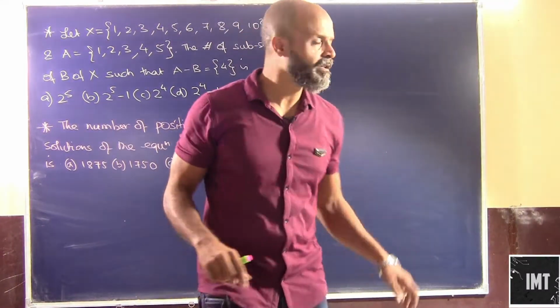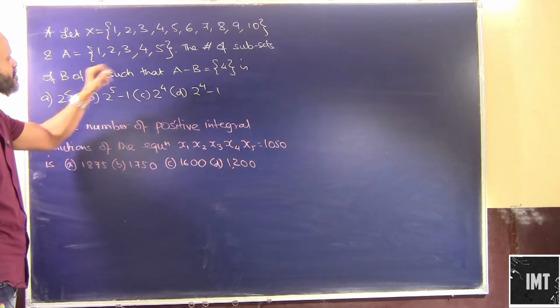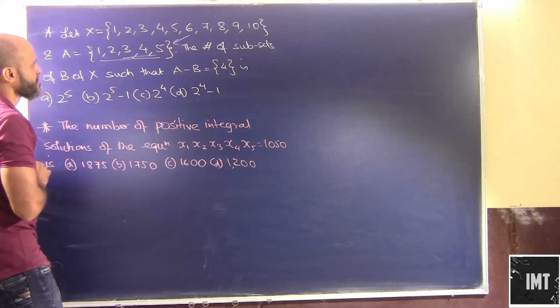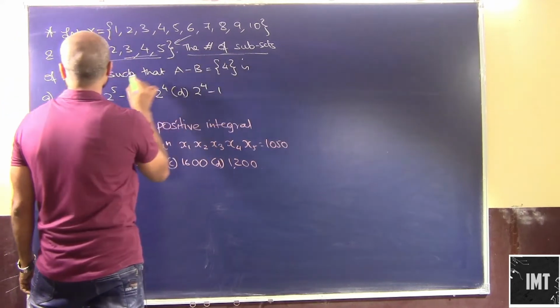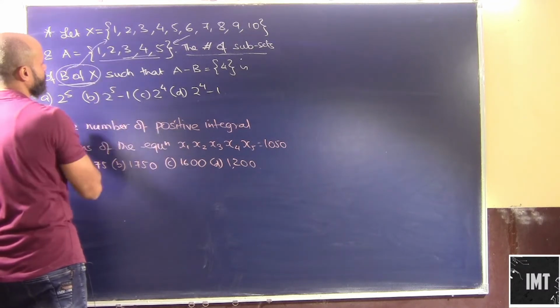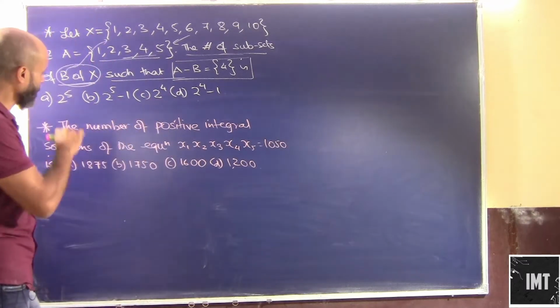Okay, so we have here let X be equal to {1, 2, 3, 4, 5, 6, 7, 8, 9, 10} and A is equal to {1, 2, 3, 4, 5}. So we can see that A is basically a subset of X. The number of subsets B of X, so B is also basically a subset of X, such that A minus B is equal to {4}.